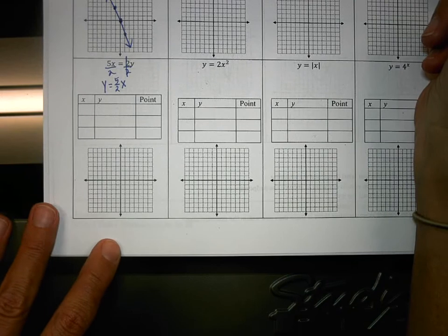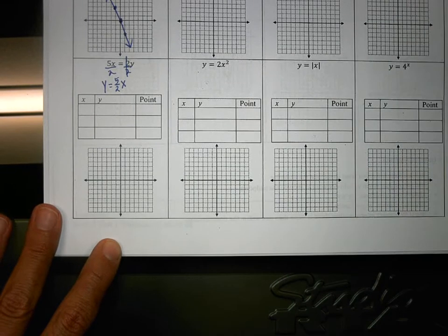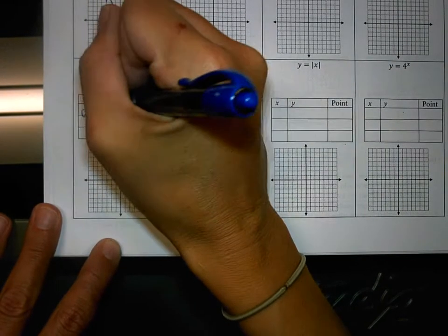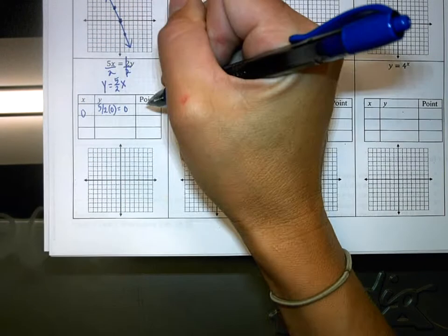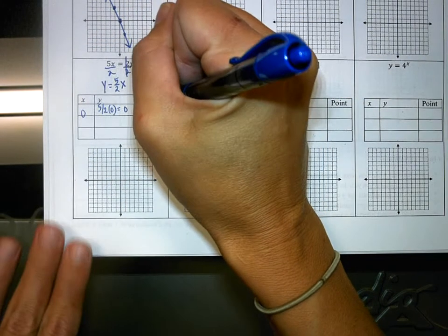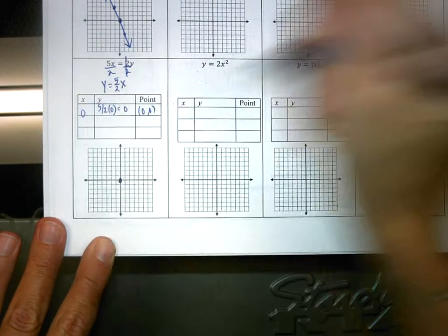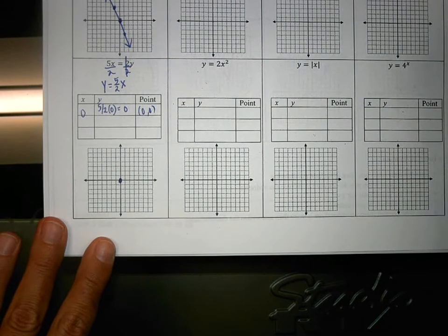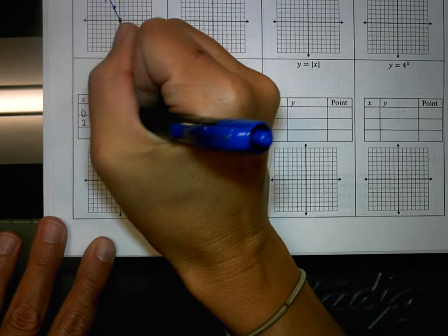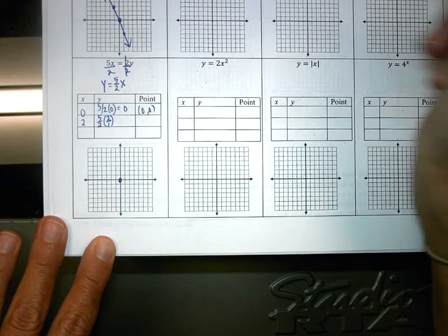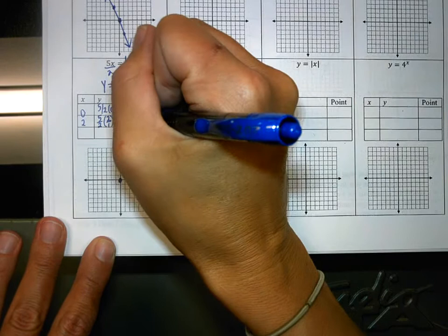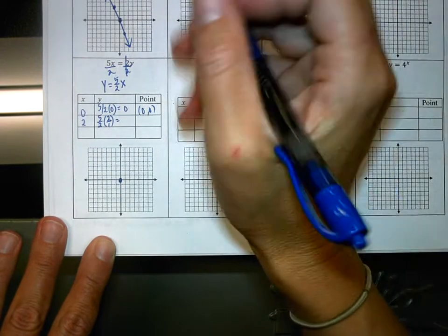So what's the first value I should choose? 0, good. And we know that 5 over 2 times 0 equals 0. Okay, what would be the next value that would be good to choose? 2, good. So 5 over 2 times 2, or 2 over 1. The 2's end up reducing, and what answer do we get?